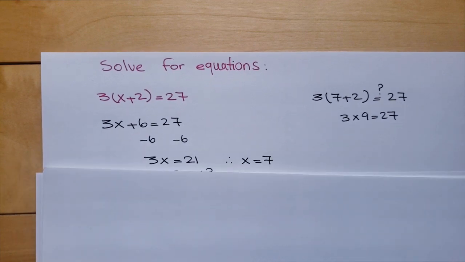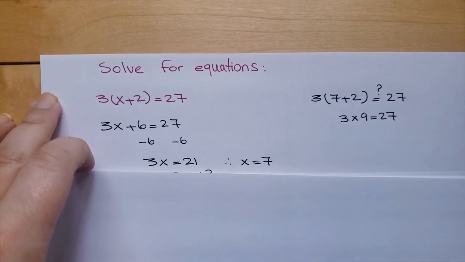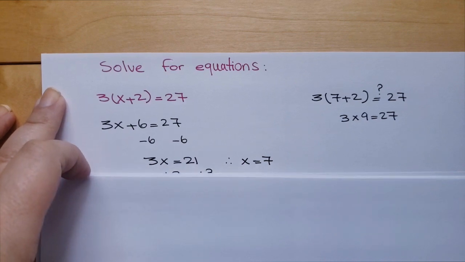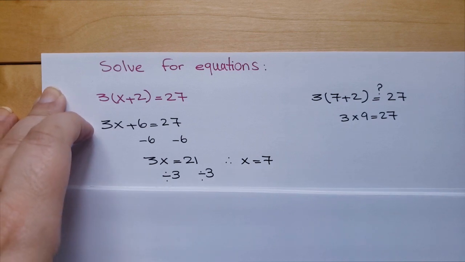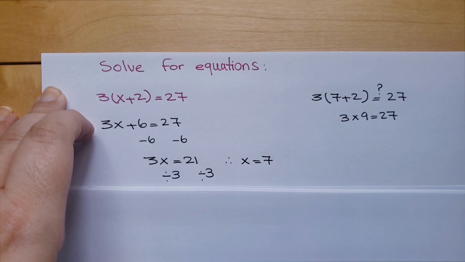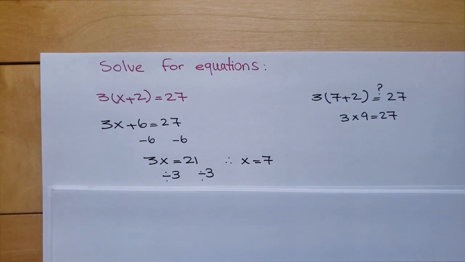And then the next step would be getting x isolated. So here 3 is multiplied by x. In order to have x on its own, I will divide both sides by 3, and then the x would be 7. And please remember, whenever you have an equation or equal sign, or in math, whenever you do something to one side of the equation, you have to do exactly the same thing to the other side. Otherwise, the balance of the equation would be distorted.